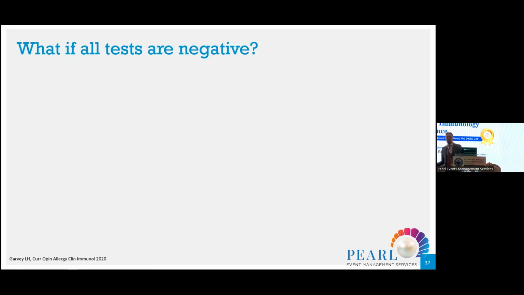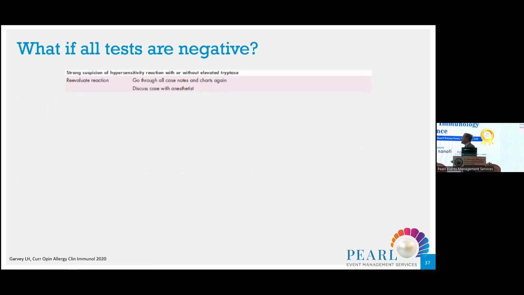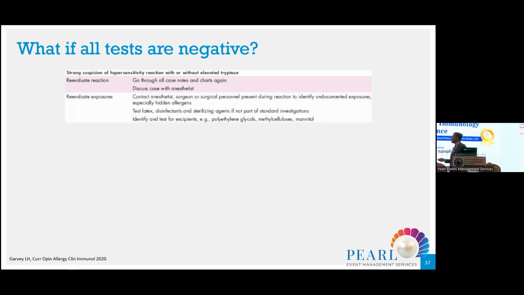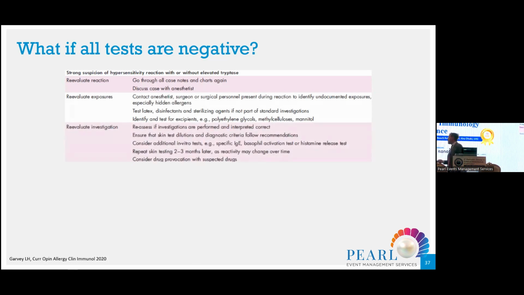So what about if all the tests are negative, which is not such an uncommon occurrence? So first of all, reconsider the reaction. Was it really hypersensitivity? Am I missing something? Discuss with the anesthetist, reevaluate the exposure. Was there something I overlooked? Latex, for example, or disinfectant were not recorded, or a dye, or contrast media. Consider the excipient. Reevaluate the investigation. Did I do something wrong? Maybe the patient was taking a medication that was interfering with my skin testing. Should I repeat the testing?